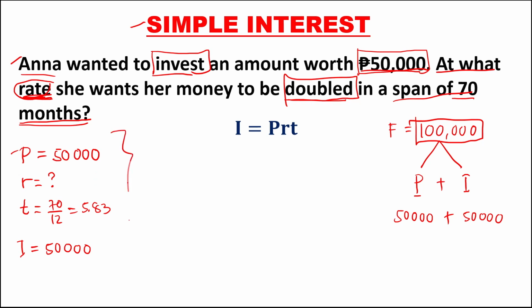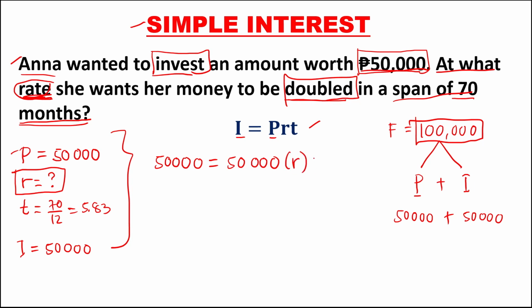Then from this, we can now find the rate. Substitute to this formula. So the interest is 50,000 pesos, which equals the principal amount, also 50,000 pesos, times the rate, which is the unknown, times the time. The time is 5.83.